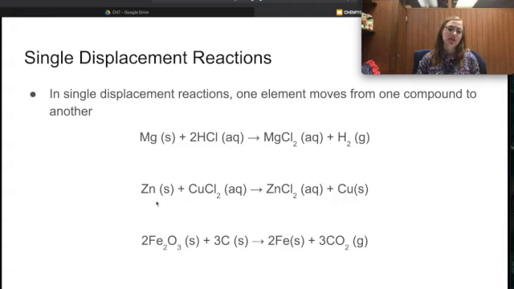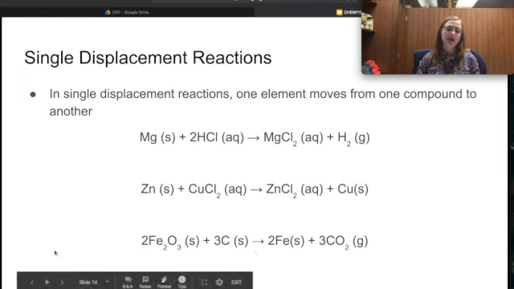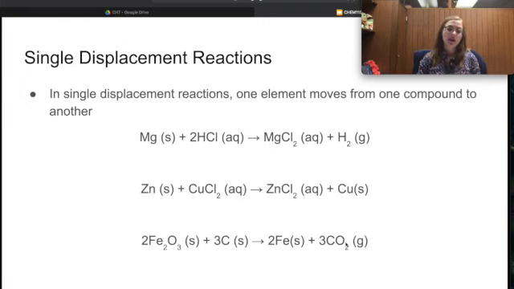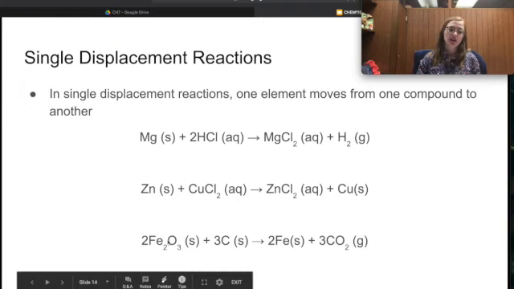Again, down here, we have zinc and copper(II) chloride. If you react those together, you actually end up with zinc chloride and copper by itself. And we have the same kind of scenario down here at the bottom. We have two iron(III) oxides reacting with 3 carbons so that we can make some solid iron and some CO2 gas.